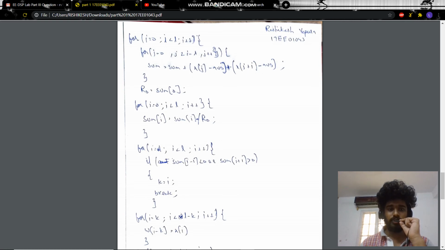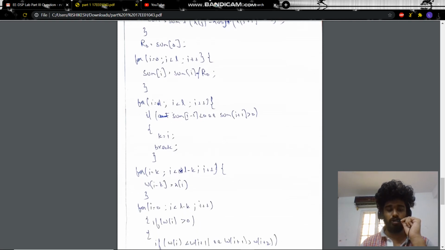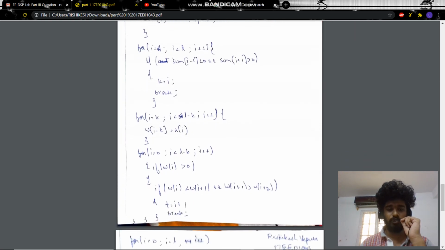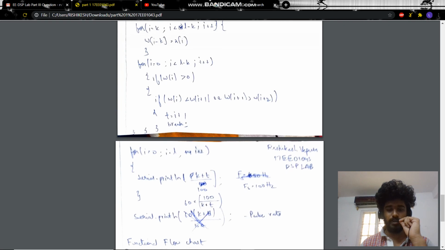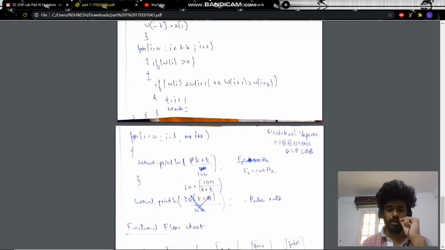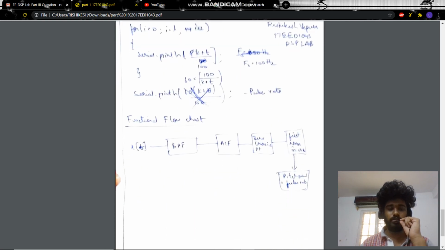After finding the autocorrelation, we calculate the first zero crossing point using this code. Our sum array contains the autocorrelated values. Then we check where it crosses zero. Then we take a window from that point up to all the values and find the maximum value in that window. After finding the index of the maximum value of the window, we calculate the pulse rate as 60 into 100, where 100 is the sampling frequency, divided by the first zero crossing point plus the index of the maximum in that window. This is the functional flowchart.